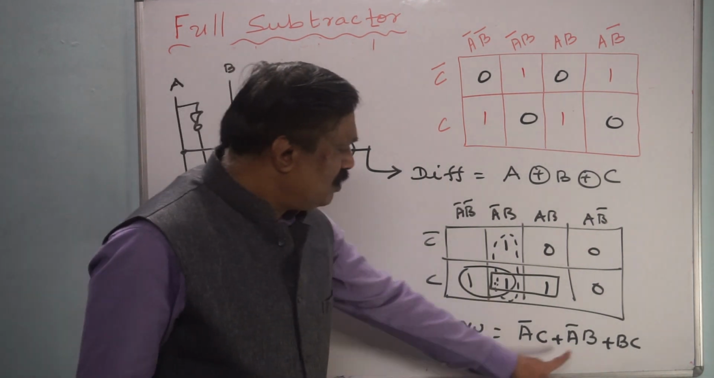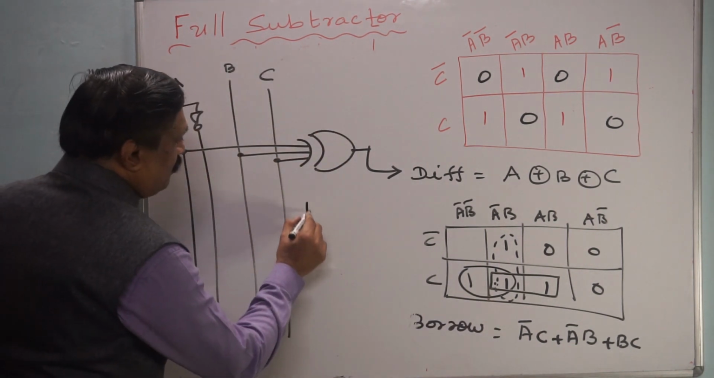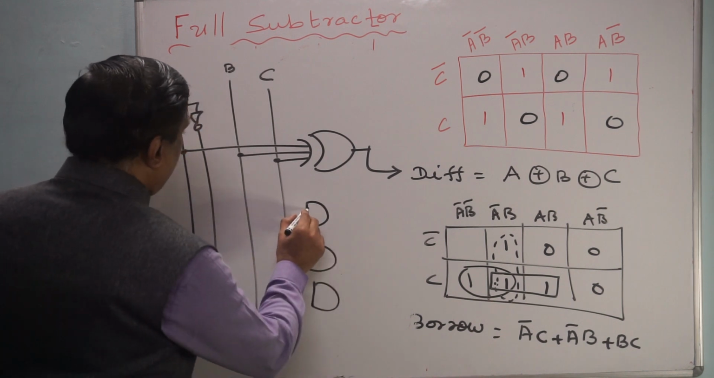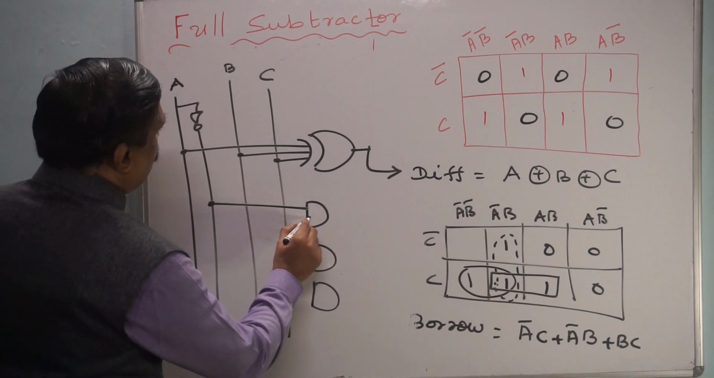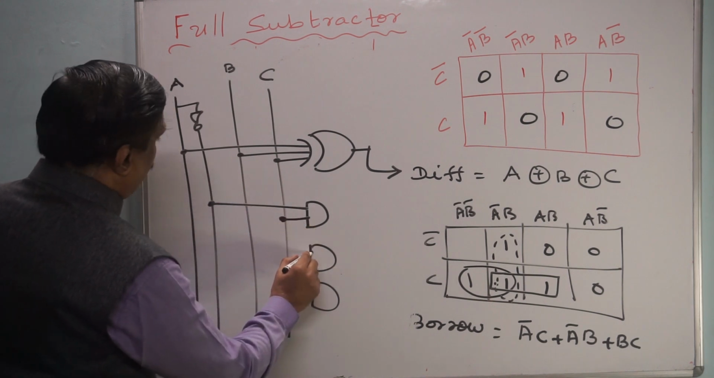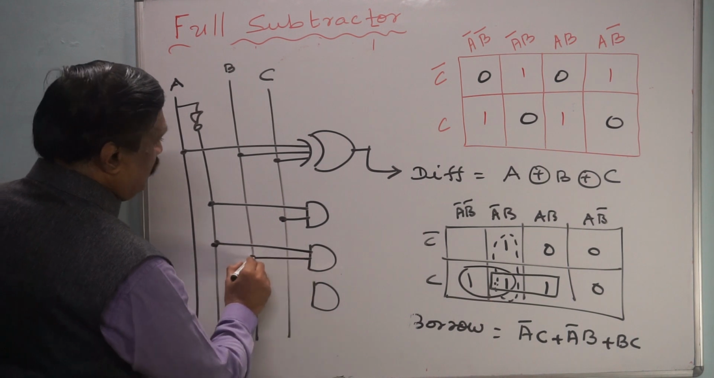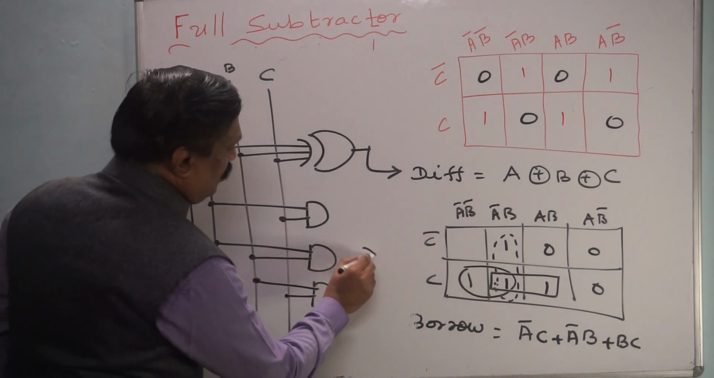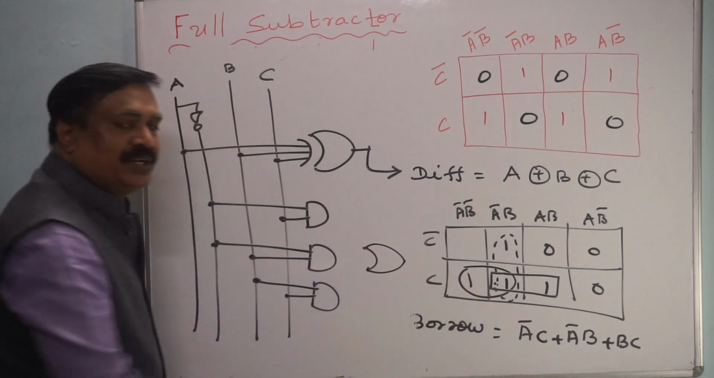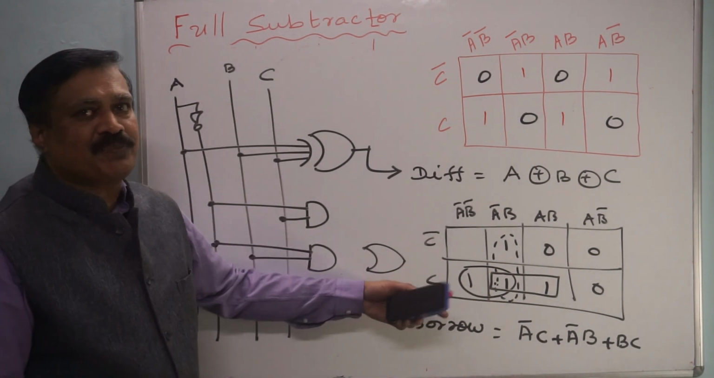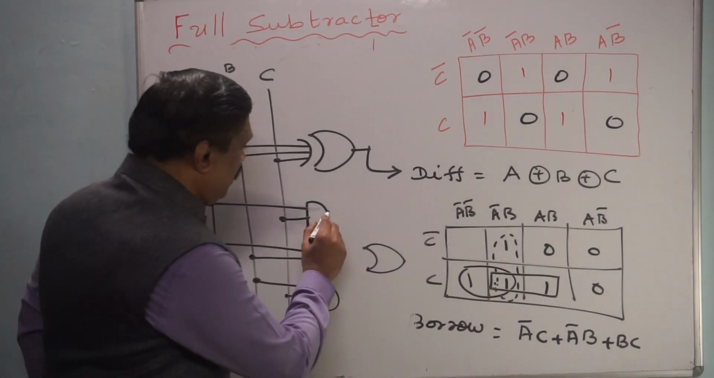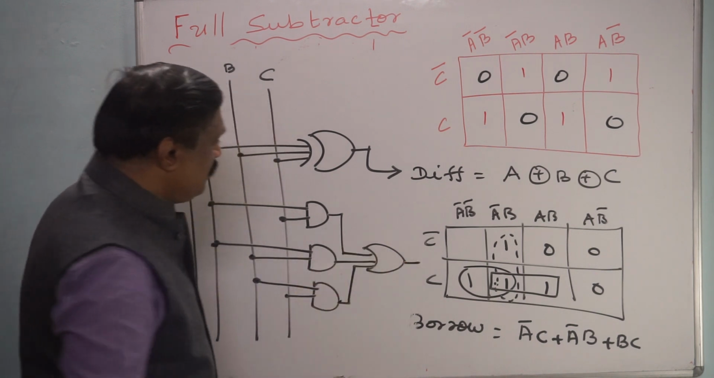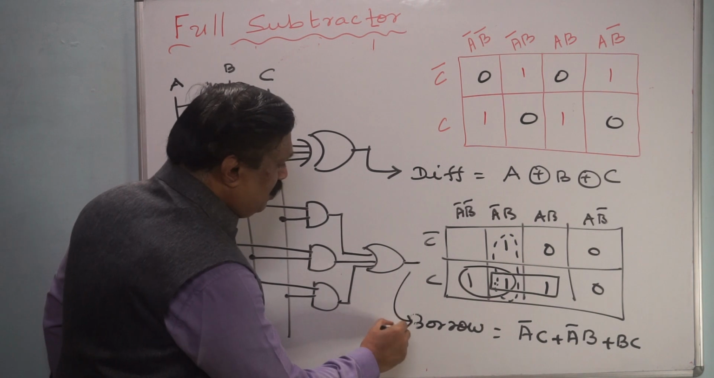Now for this borrow, you can go for 3 AND gates: A complement and C, A complement and B, and B and C, and you have to go for an OR gate. 3 minterms are there, so for the 3 product terms, 3 AND gates, and for adding them, you have to go for an OR gate. Now this is your borrow output.